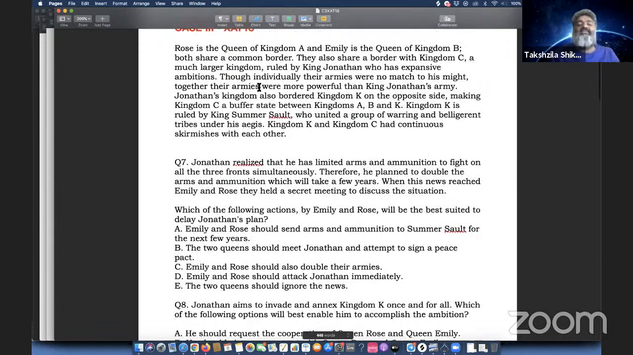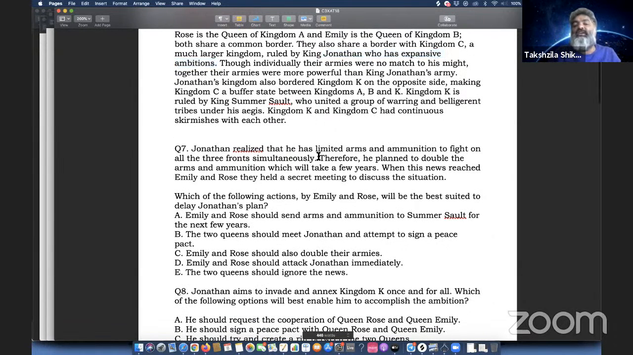You have read that this King Jonathan has expansive ambition. That means he wants to attack the other kingdoms essentially. And now you also know, imagine you are the queen, that he's planning to double the arms and ammunition. Now, what is the point of trying to sign a peace pact? You already know he has plans to attack you, and his plans are so clear that he's doubling his ammunition. Now, you're saying that we should sign a peace pact.